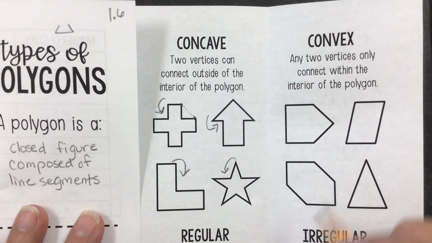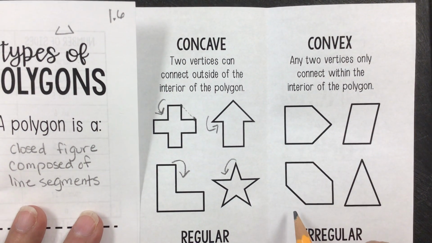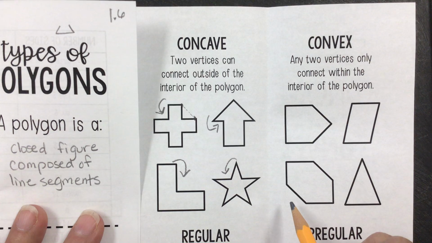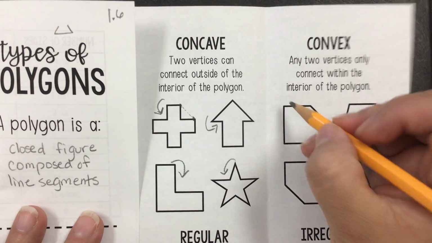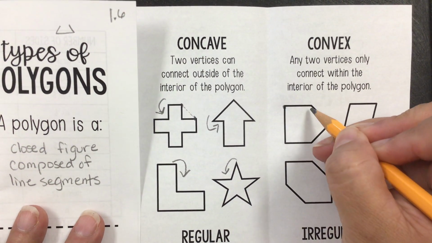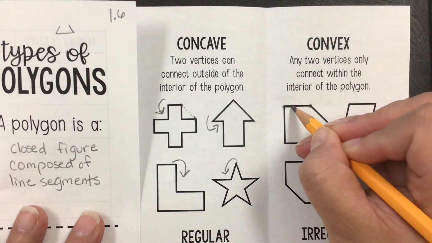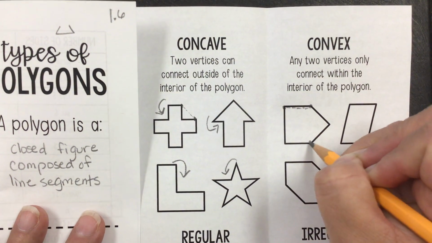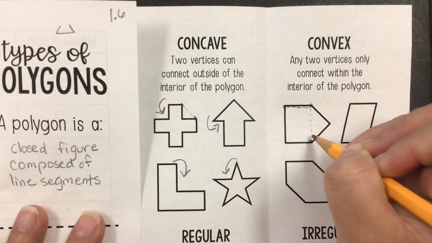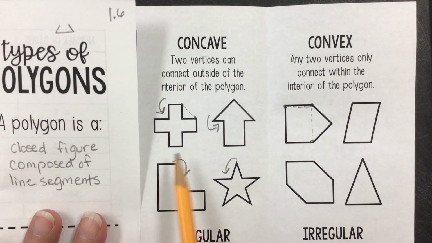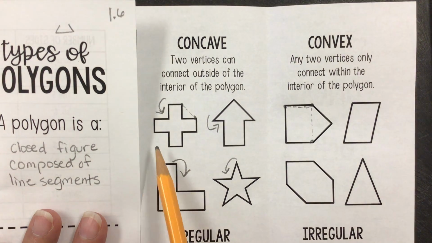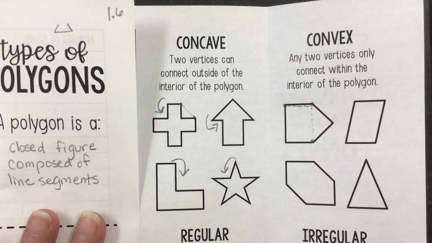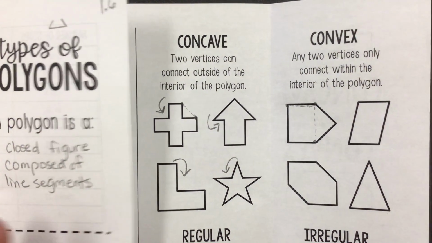The convex then doesn't do that. And what it says is any 2 vertices only connect within the interior of the polygon or the side of the polygon. So let me just give you this instance. This would be on the side. And then if we try to connect these, it would be on the inside. But that's great and all, but the easier way to identify them is that if you just see a cave in, it's concave. And then the other one would be convex.